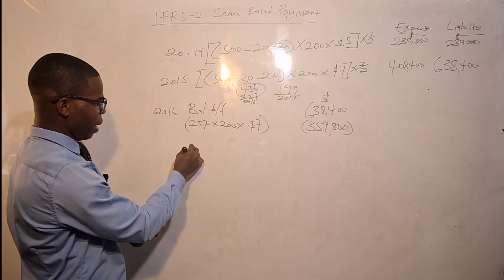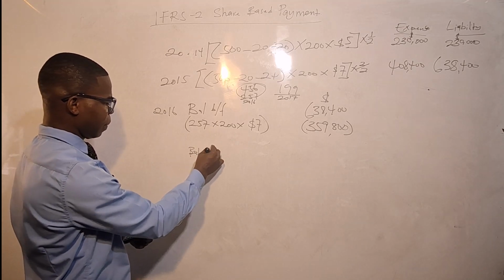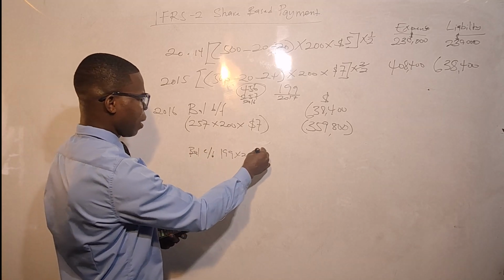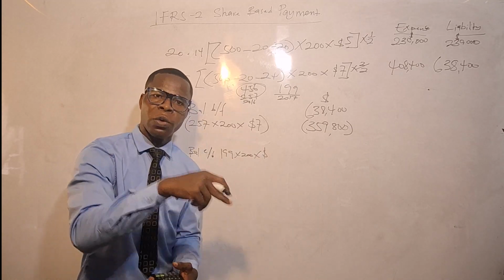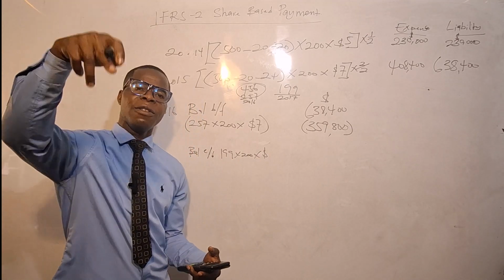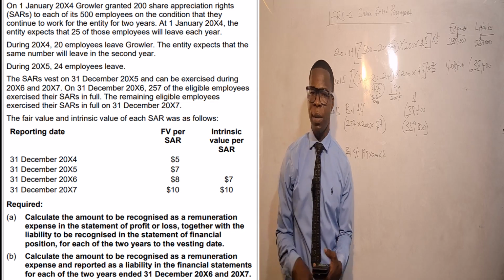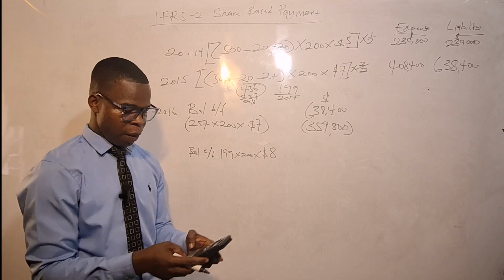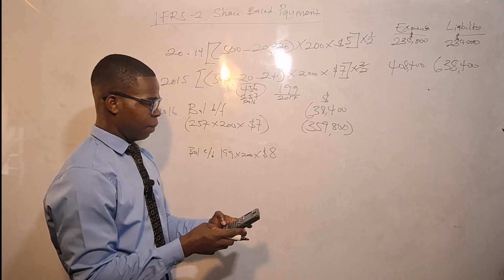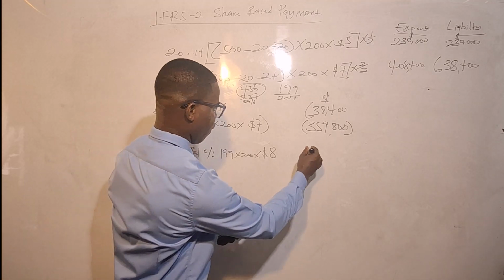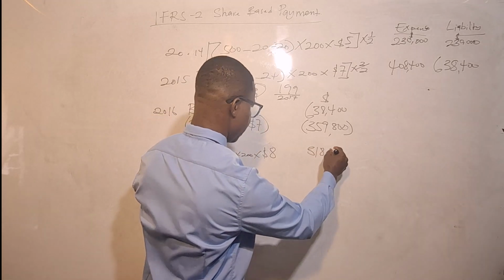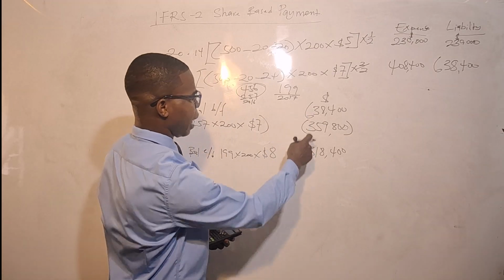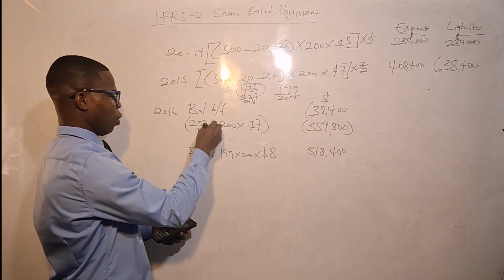So the closing balance is going to be the 199 employees multiplied by 200 multiplied by the fair value of the share appreciation rights in 2016, and it was given to us in the question to be $8. So 199 employees which are remaining times their share appreciation right times the price of 8, and this gives us 318,400. So any difference between this figure and this figure will go to our profit or loss account.